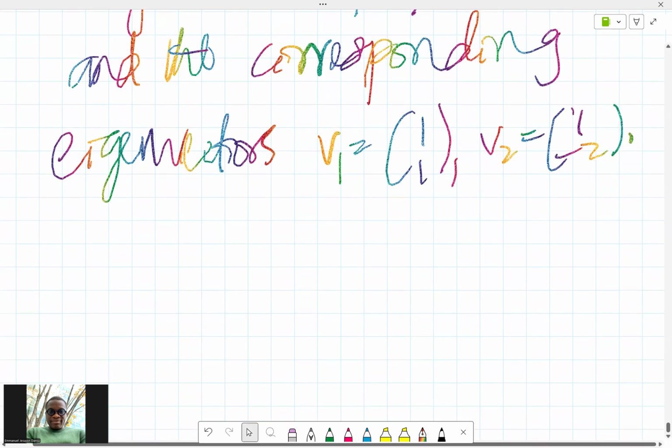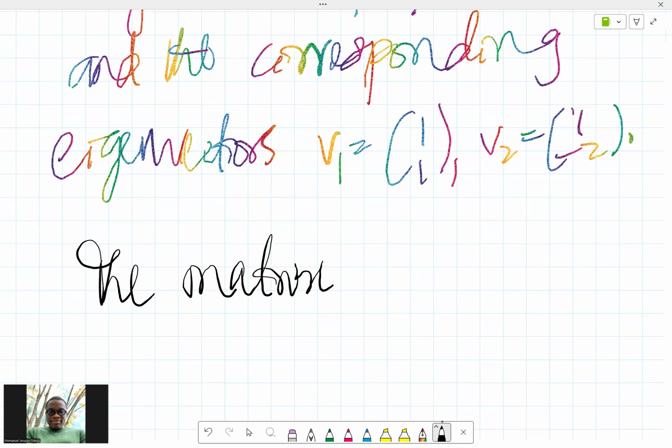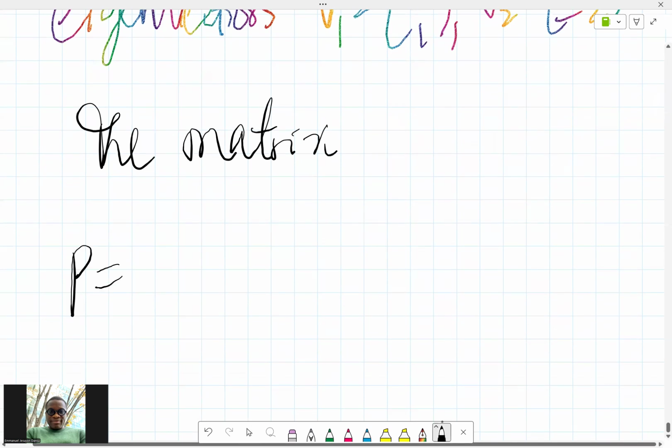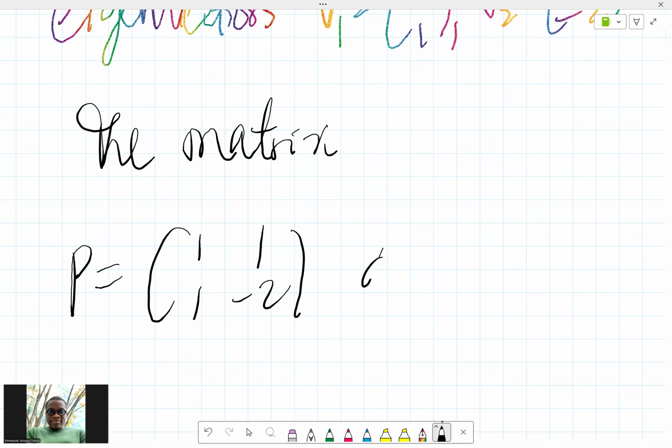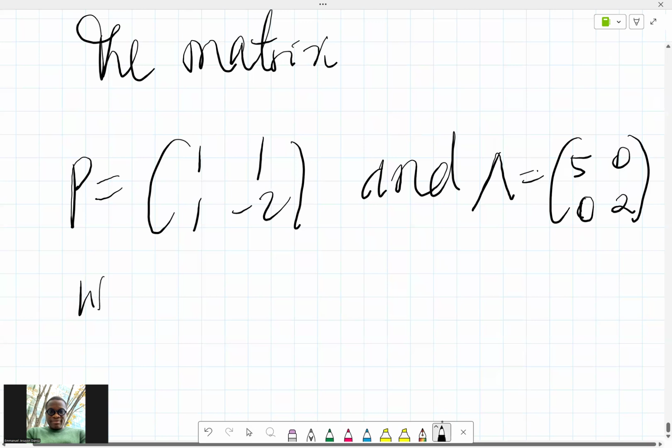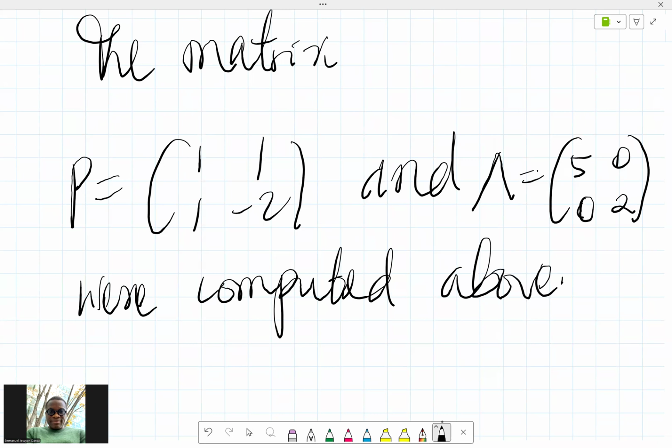Okay, so we can now say that the matrix P, let me just repeat them for the fun of it, the matrix P, which is 1, 1, 1, minus 2, and alpha, which is 5, 0, 0, 2, were computed above. All right.